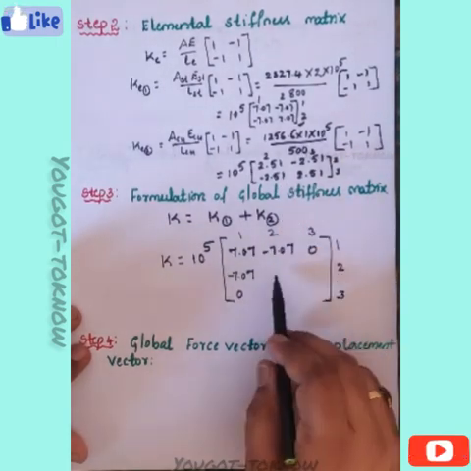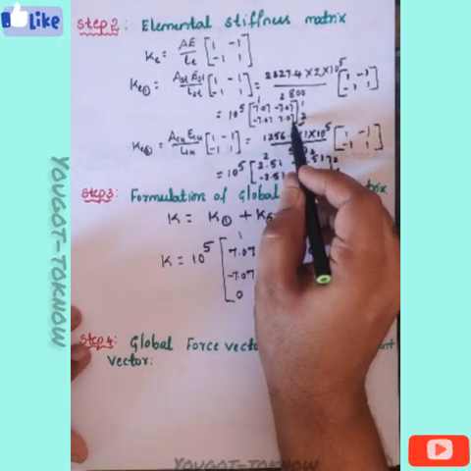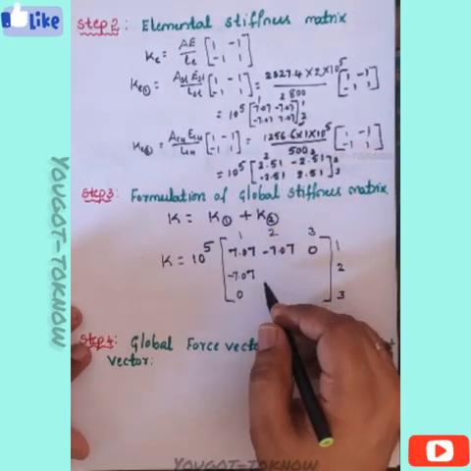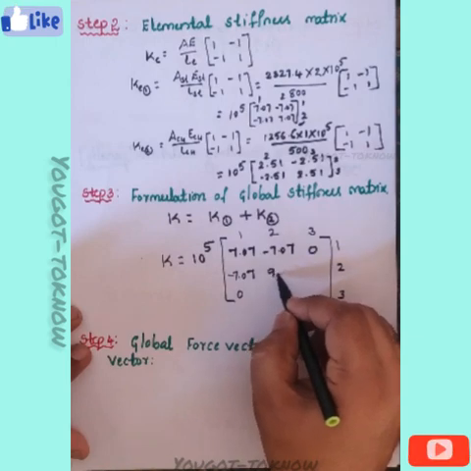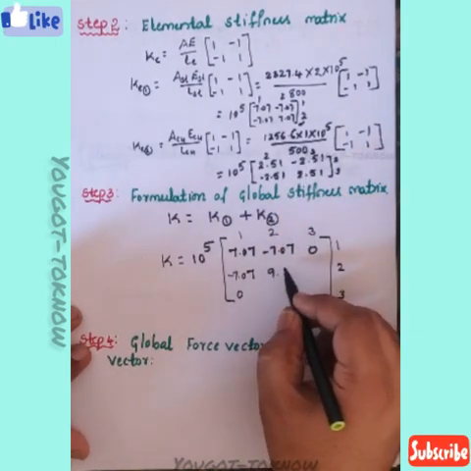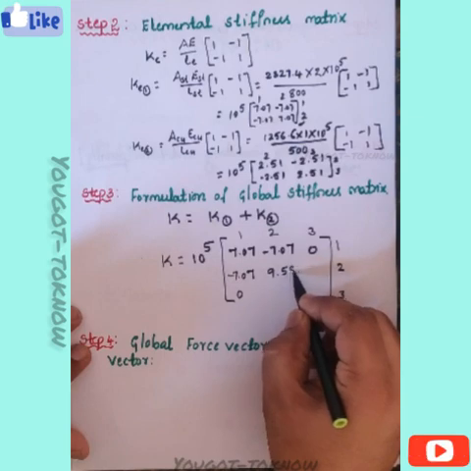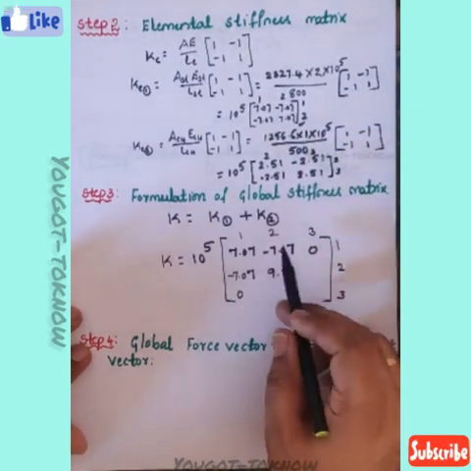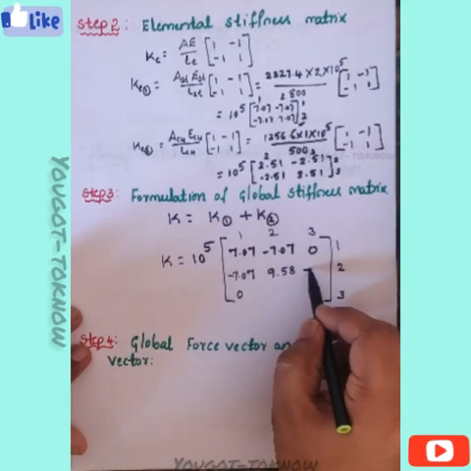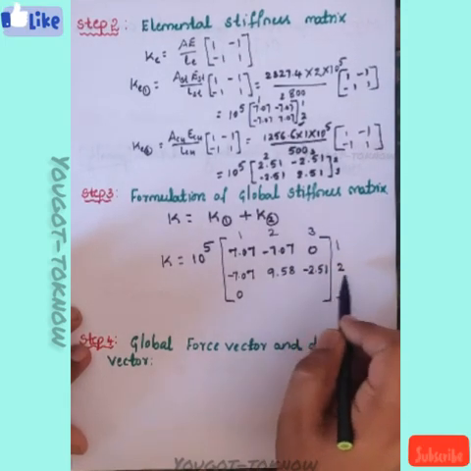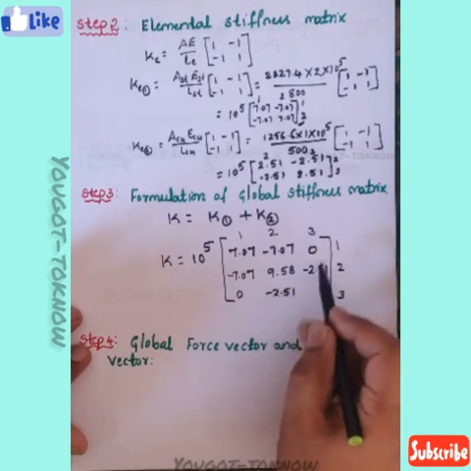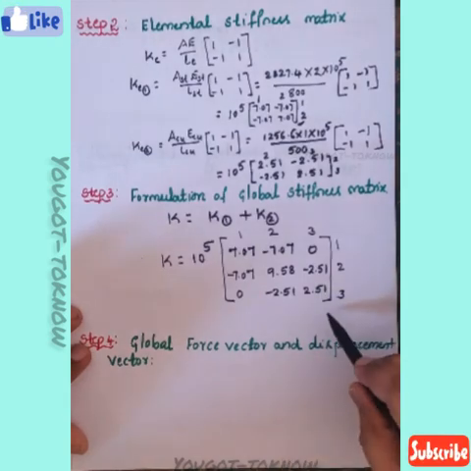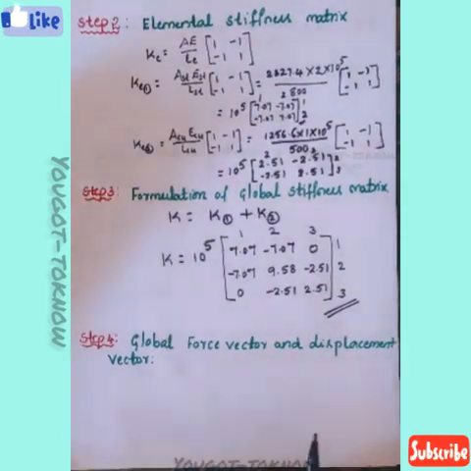Then come to the second row. What is 2, 2? Here one element is 2, 2, that is 7.07. Here also one element is 2, 2, that is 2.51. What is the value I can get? 7.07 plus 2.51 is 9.58. Then minus 2.51, that is 32. Minus 2.51, because the second row will be equal to the second column, and plus 2.51.